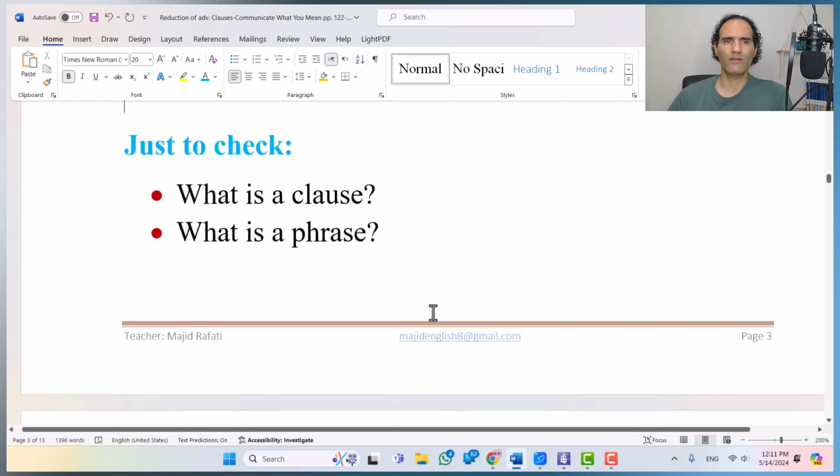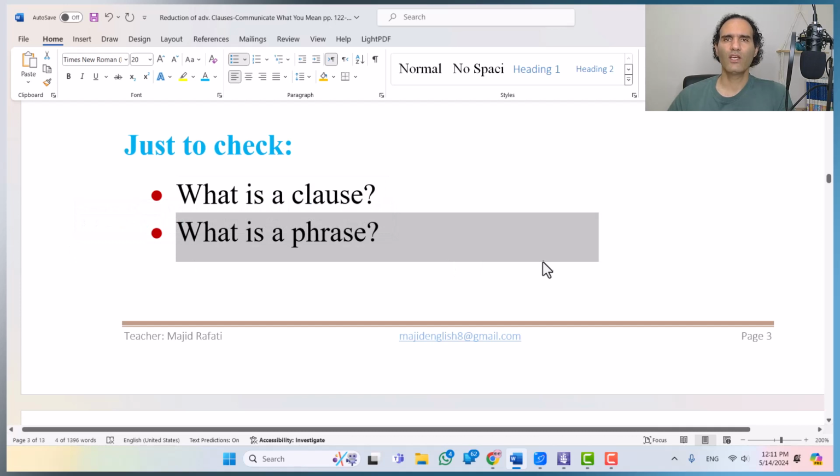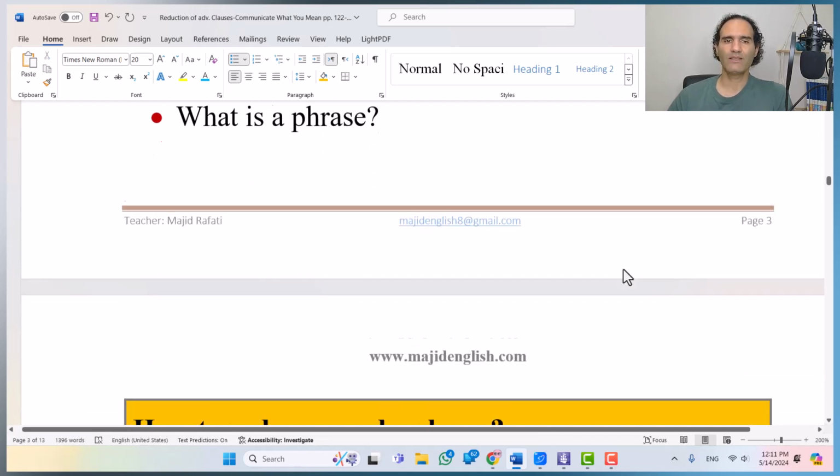Now you tell me, just to check. What is a clause? Subject and a verb. What is a phrase? Two or more words together. They are not subject and verb, because then we would have a clause. Okay, with that in mind, let's move.